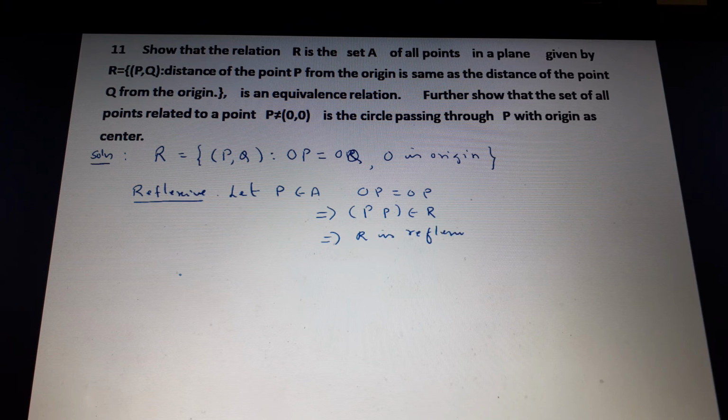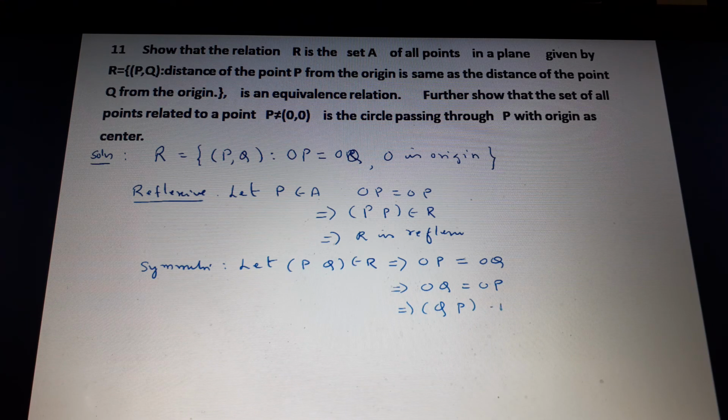Reflexive. Second, I have to similarly show that it is symmetric. So what is the condition? Let PQ be in R. That means this point is here. Now by definition this means OP must be equal to OQ. But whenever the distance OP equals OQ, I can also write OQ equal to OP. So now if OQ equals OP, by definition QP should be in R.